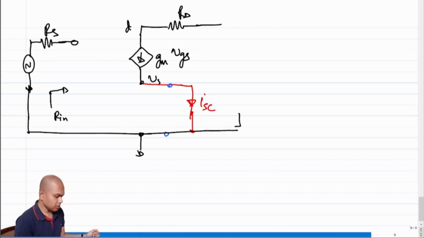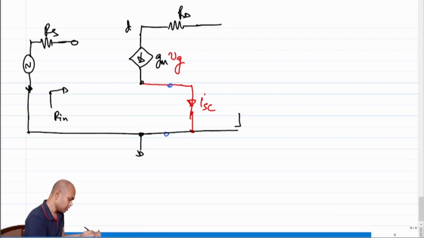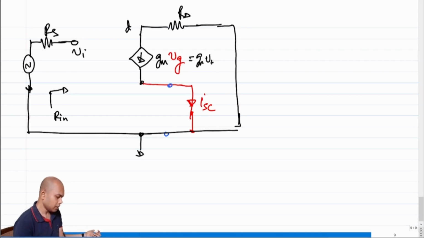So what is Vs? Vs in this case is 0, right? Then what is gm times VGS? It becomes gm times Vg. What is Vg? Vg is clearly Vi, so this becomes gm times Vi. Correct? So what is ISC? ISC is gm times Vi.